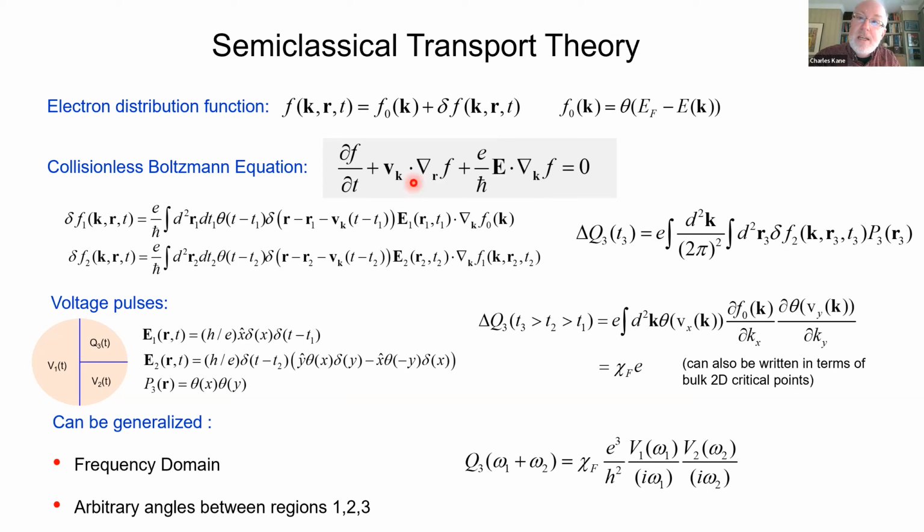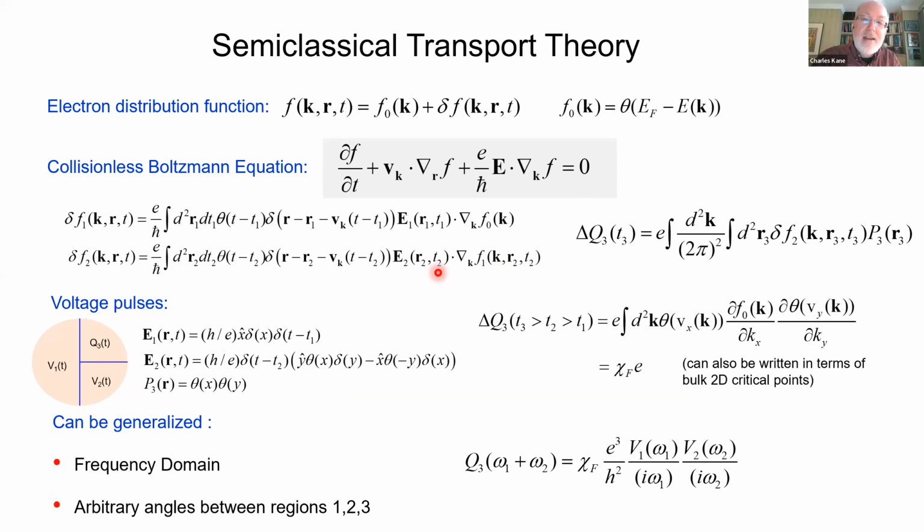It's a fairly straightforward matter to introduce the electric field that occurs on the boundaries of the regions when I apply the voltage pulses. It's straightforward to introduce that into the Boltzmann equation, and then compute order by order in the electric field what the distribution function is after the pulses. So, for instance, the first pulse gives a kick to the electrons, and then you can solve the Boltzmann equation and see how that propagates at a velocity depending on the Fermi surface. So you know what the distribution function is after the first pulse, and then that feeds into the distribution function after the second pulse.